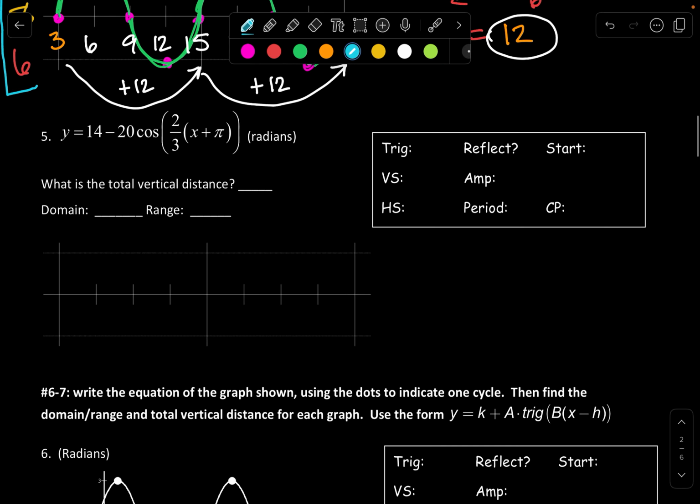Moving on to 5, I have a cosine graph. The sign in front of A is negative, so this has been reflected, which means it's going to start low. Once it starts low, I can go middle, high, middle, low, middle, high, middle, low. And I've got all my critical points plotted and now ready to connect them.